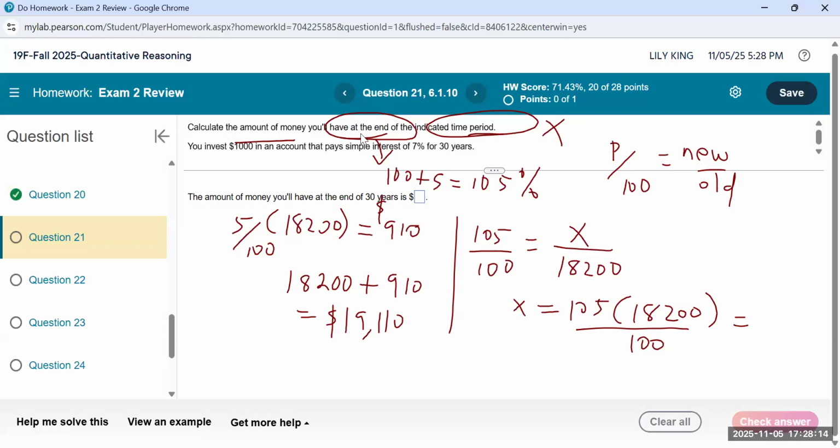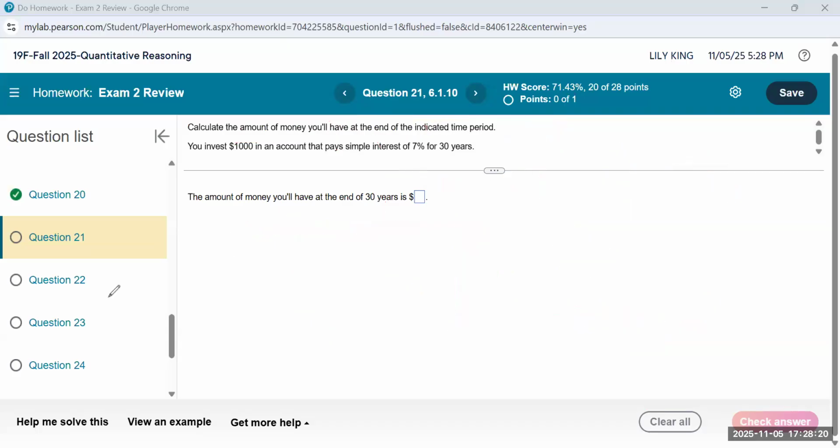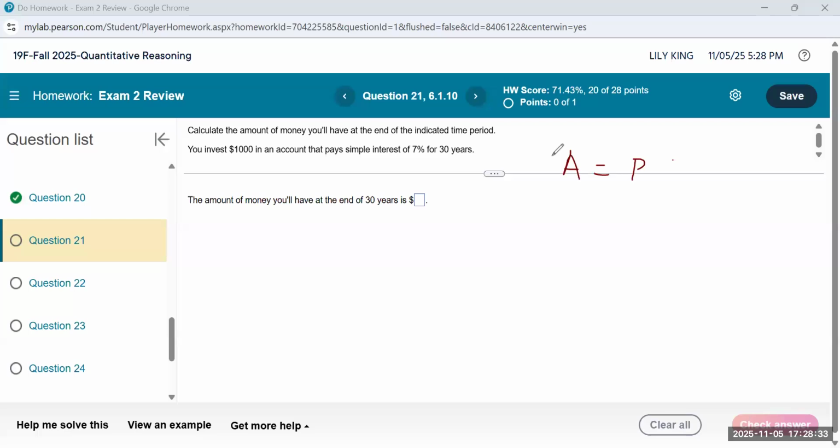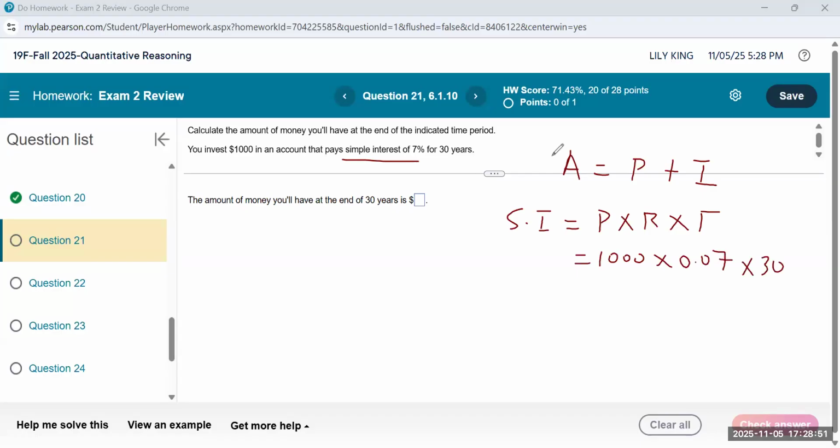All right, here we have simple interest. We need to find the amount of money you have at the end of the 30 years. So first we need to figure out the interest and then add the interest back to the principal. So the amount is your principal plus the interest. And the interest here is simple. So with simple interest, you need to have your principal times the rate times the time. Principal is 1,000, the rate is 7%, which you have to convert to a decimal. So we have 0.07. Your time is 30 years.